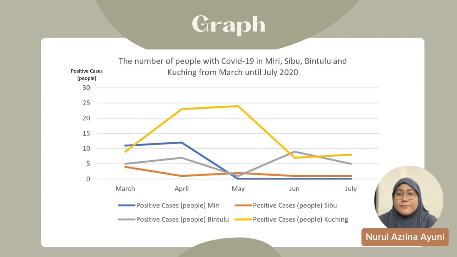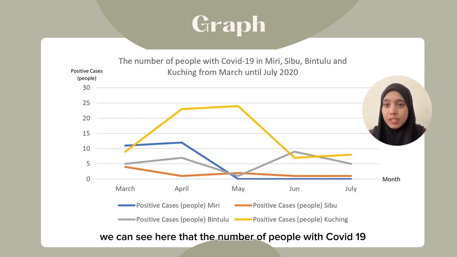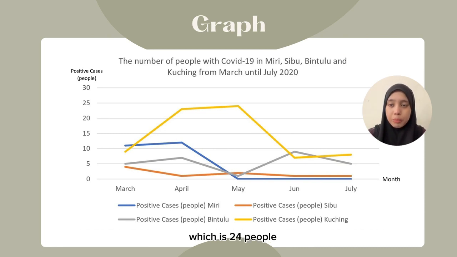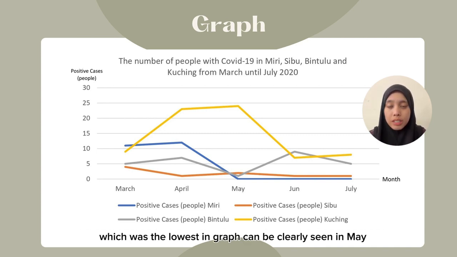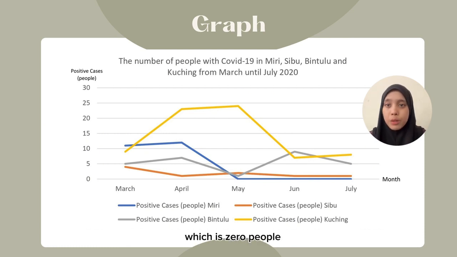In conclusion, we can see here that the number of people with COVID-19 in Kuching was the highest in May, which is 24 people, contrasted with the lowest number of people with COVID-19 in Miri, which can be clearly seen in May, June and July, which is 0 people.